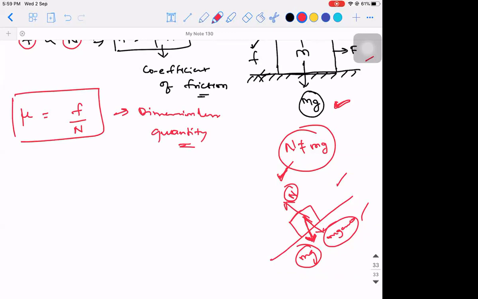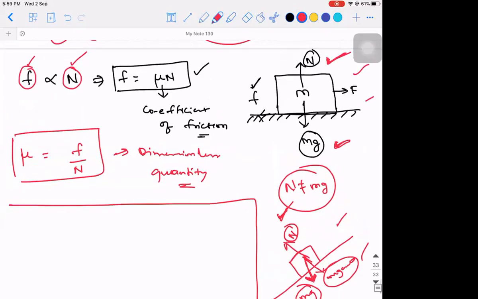So I need an answer for confirmation. F is friction. Mu is equal to F by N. That's it. F is friction, N is normal. So for friction, the force, the symbol which is used is small f.